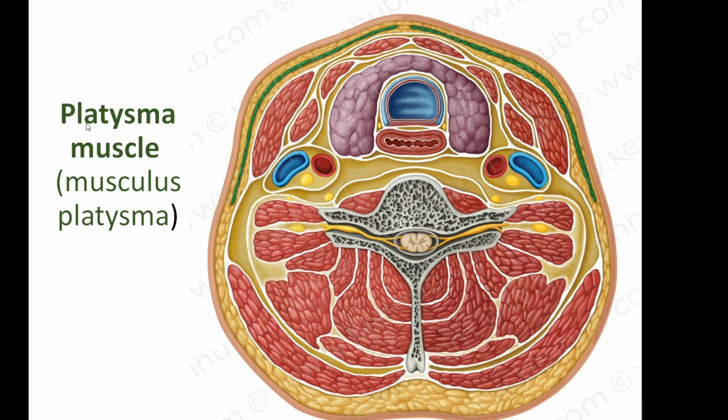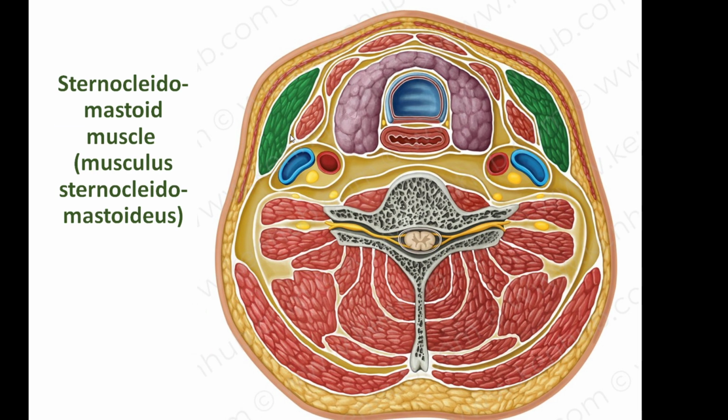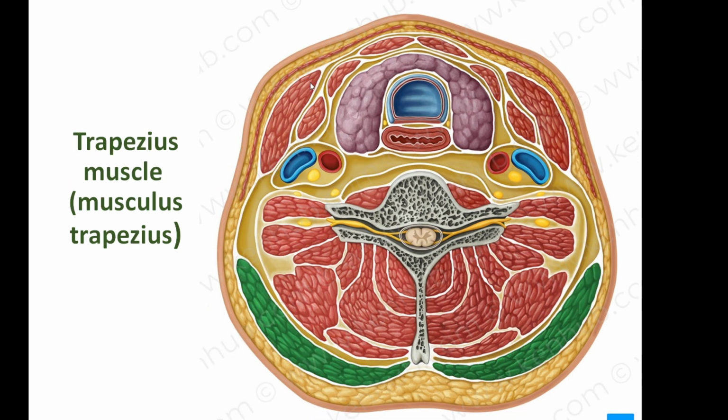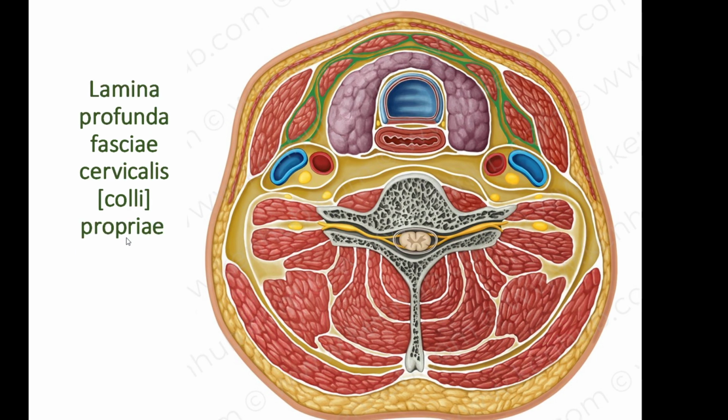Then platysma muscle, or musculus platysma. The superficial fascia in the structure of the subcutaneous tissue. Then sternocleidomastoid muscle. Then trapezius muscle. Then lamina profunda fasciae cervicalis, or coli propria. This is the third fascia by Shevkunenko.